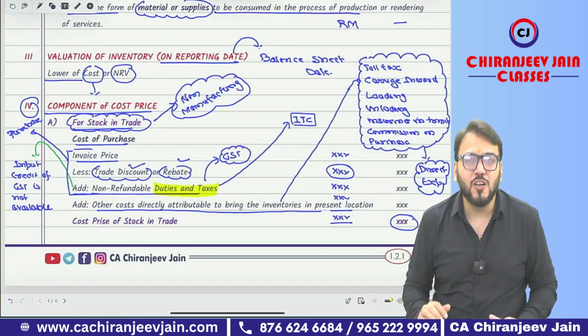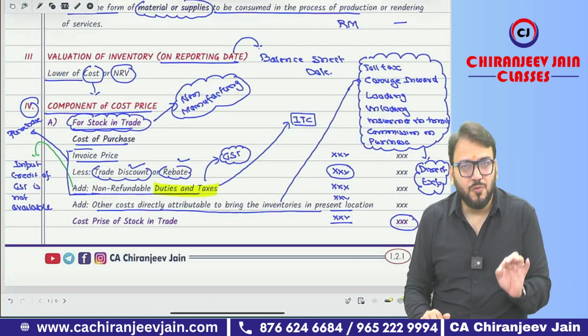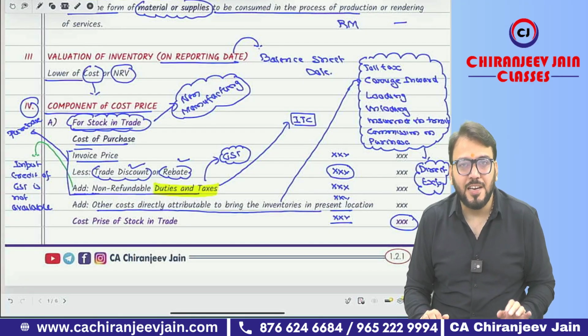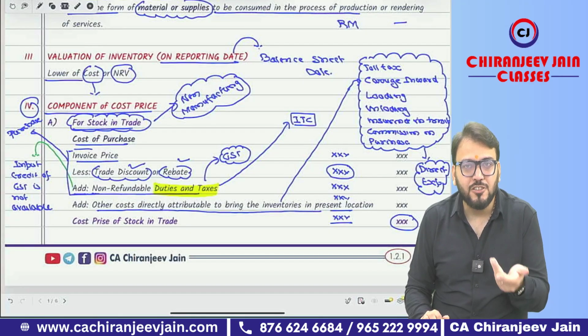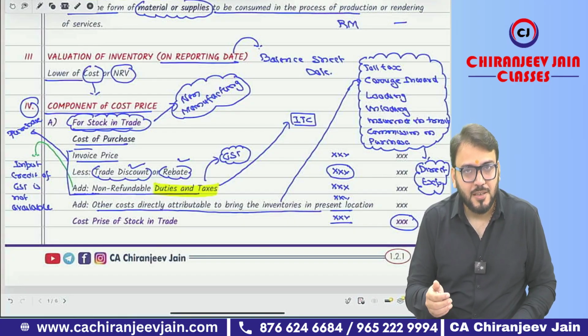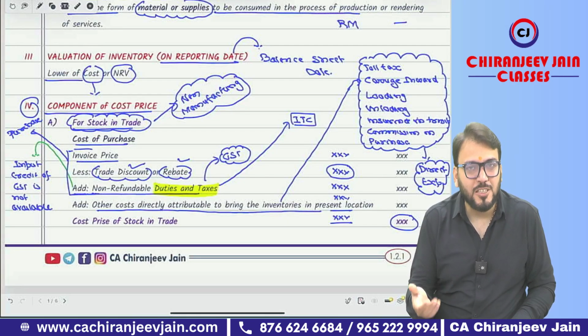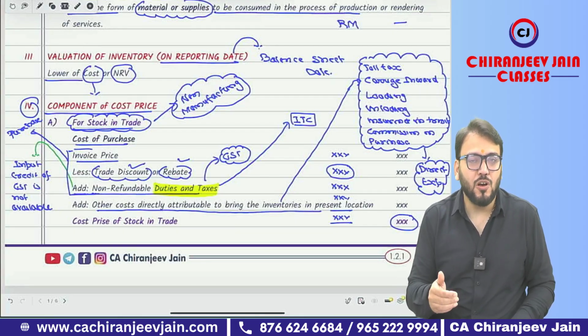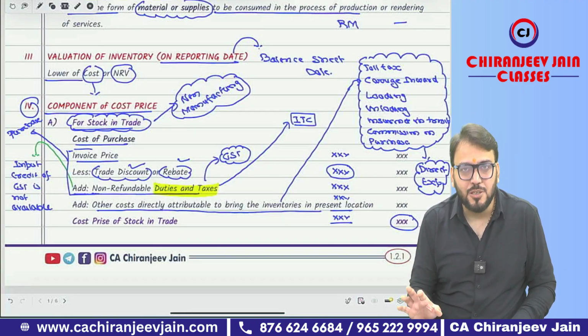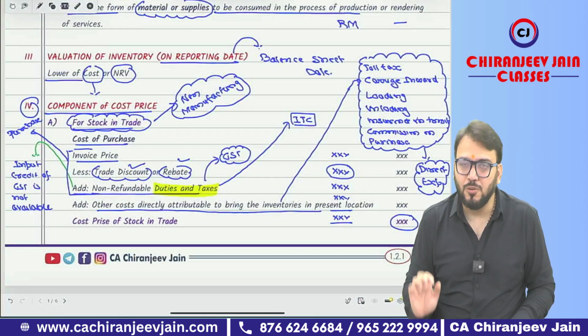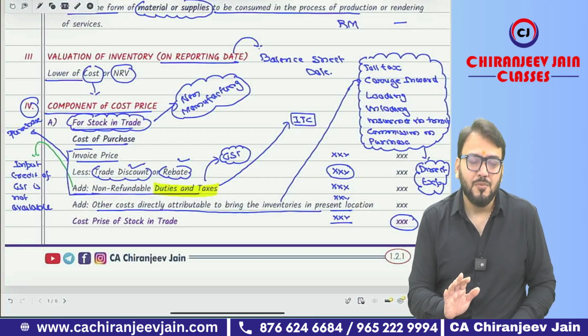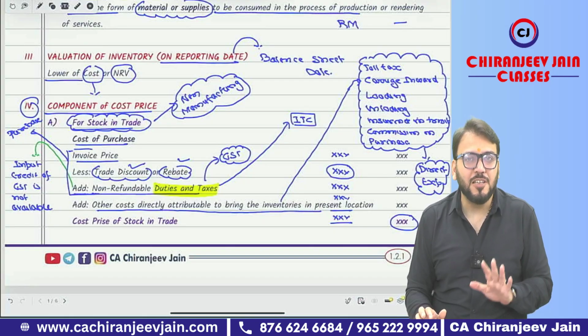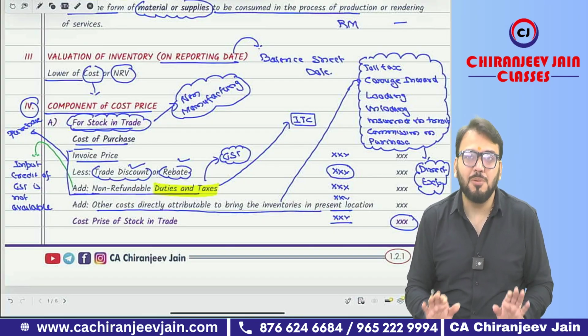What are the components of cost price? To find out the cost of purchase of stock in trade in case of a non-manufacturing organization, we'll take invoice price less trade discount or rebate plus non-refundable duties and taxes plus all the directly attributable expenses to bring the inventory to its present location. We have understood that cash discount or settlement discount will not be deducted. It will be transferred to PL account once received.